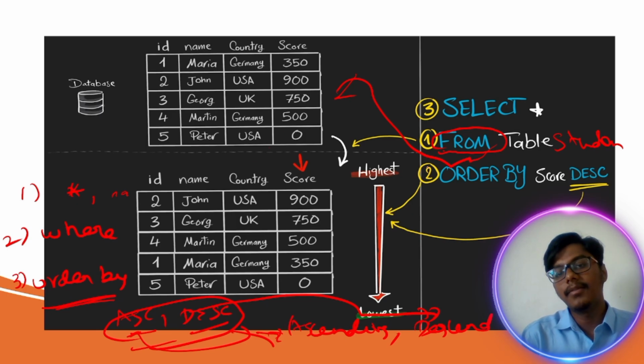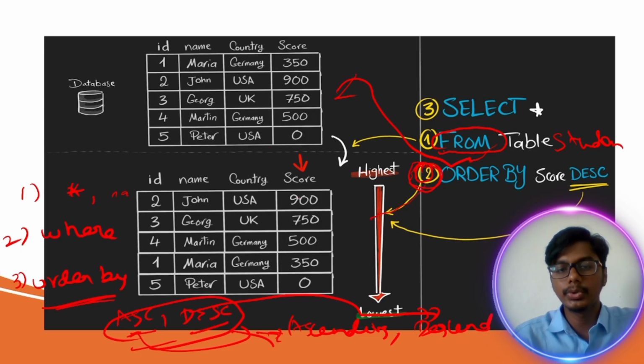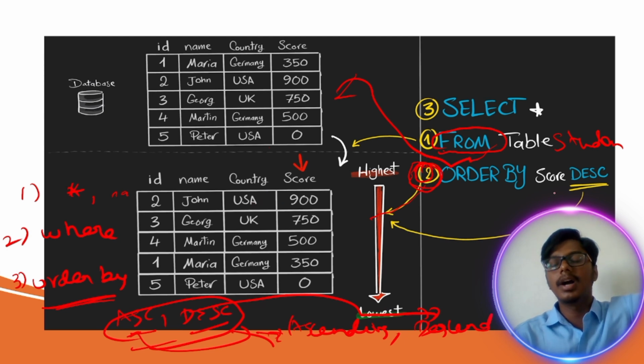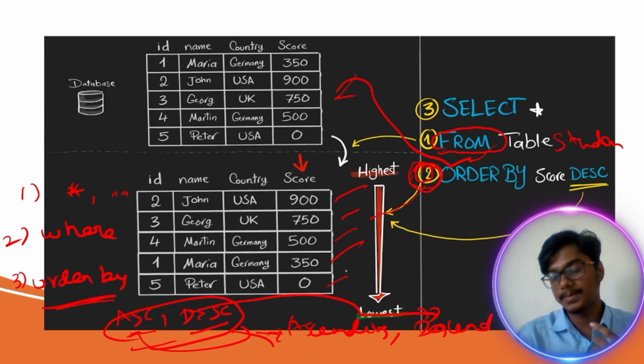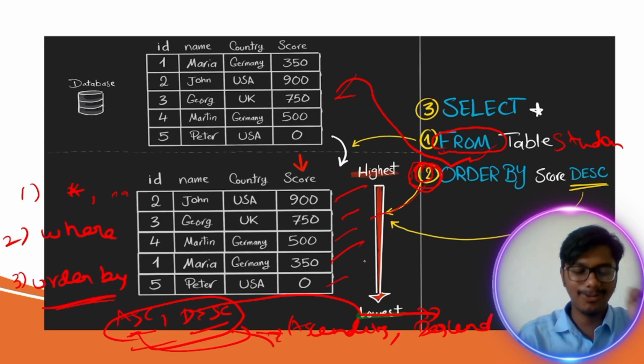And third, we want to ORDER BY. Sorry, I don't remember; yes, the second command is ORDER BY. I just mention ORDER BY score. John's score is 900, so we want descending. Descending means from biggest to smallest. So John comes first, George comes second, Martin comes third, Maria comes fourth, and Peter comes last.